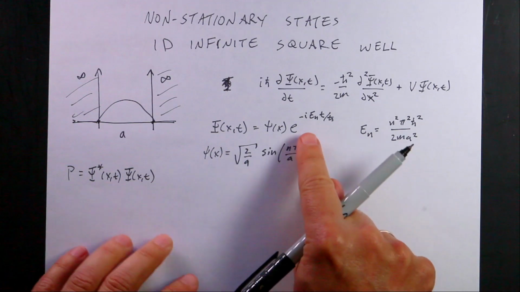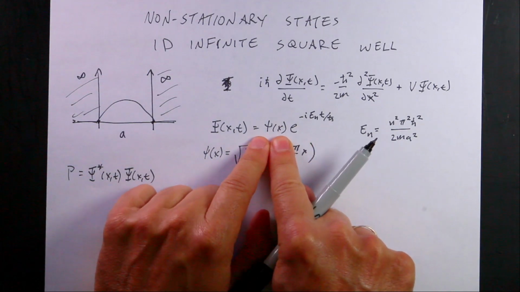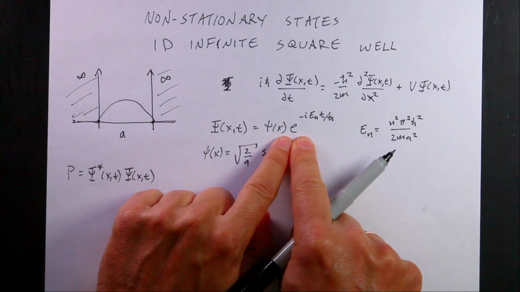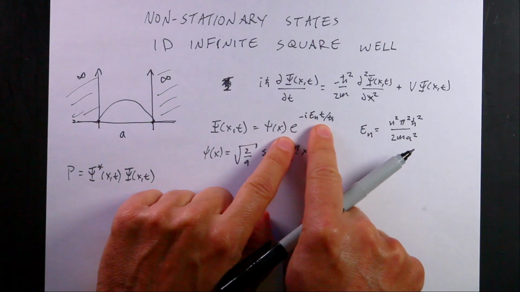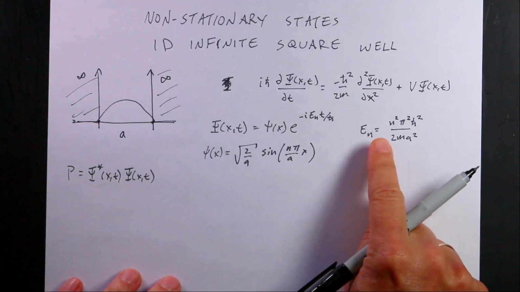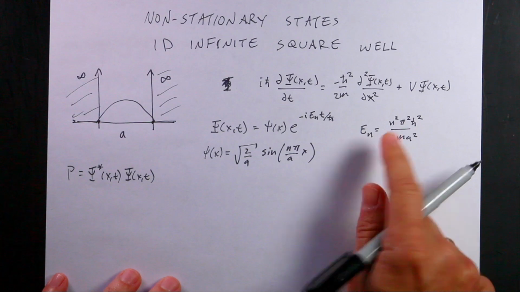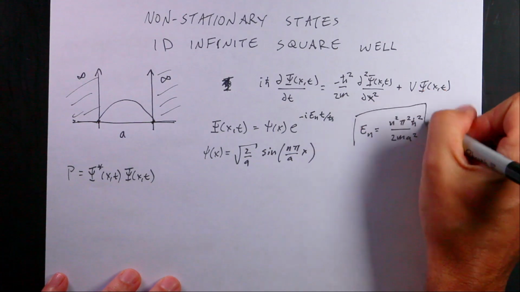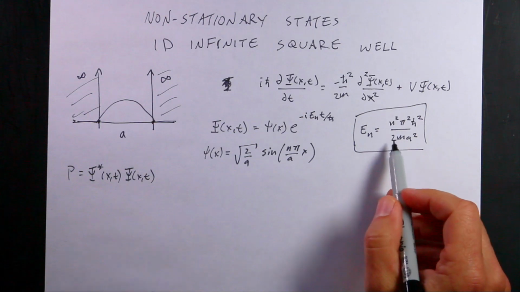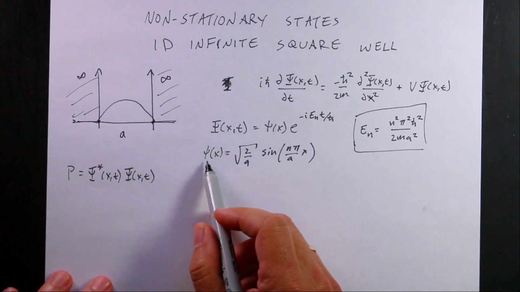First of all, we get this. We can split this into a space part, I use lowercase psi, and a time part, e to the negative i E_n t over h bar. And it turns out that the solutions are quantized. Only certain energy levels are allowed, and these are my allowed energy levels as a function of n, where n is 1, 2, 3, and 4. And then this is the spatial part of the wave function.